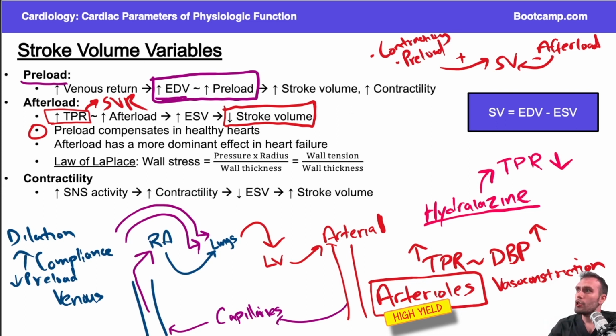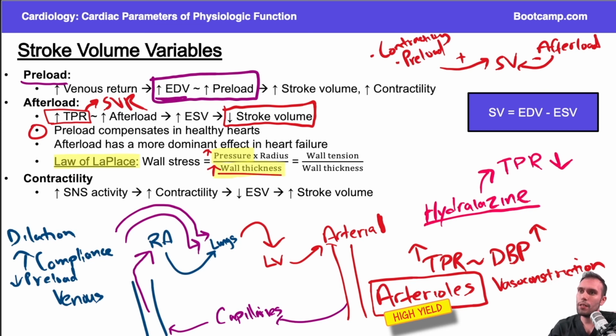I don't want to go into too much detail on the law of Laplace because we can be here for a long time talking about this. So if we have some increased pressure, let's say we have a patient that has hypertension, and so we're consistently delivering a higher pressure to the left ventricle. Well, what can happen over time? We can increase the wall thickness to compensate for the wall stress. If I have really poorly controlled hypertension, my heart might respond to that by increasing the wall thickness.